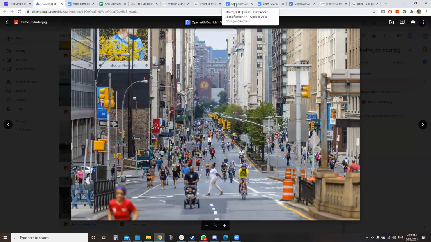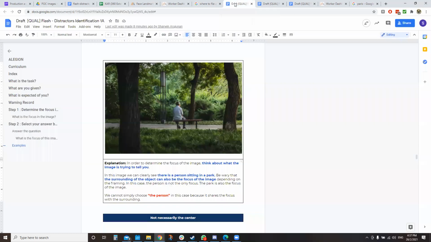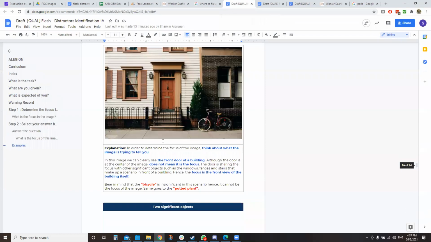Now, next would be, okay. So here you can see, the image is the front of a door building. Although the door is the center, it doesn't mean the bicycle is the center of the focus. Bear in mind that the bicycle is insignificant in this scenario, hence it cannot be the focus. Same goes for the potted plants.